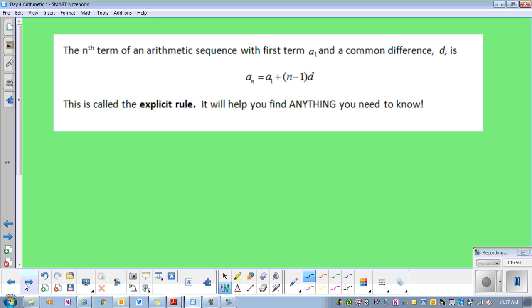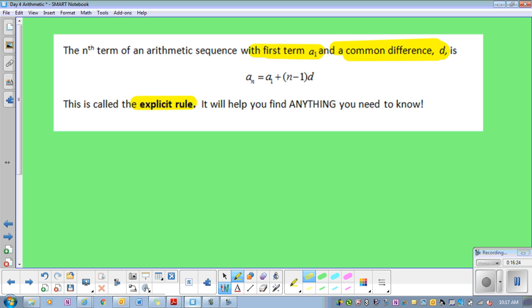All right. So now let's go look at the next part. The nth term. This means any place in this line, right? You have an arithmetic sequence with your first term being a sub 1 and a common difference of d, right? First term a sub 1. Yeah, those are the two that you need. It's called this formula right here, okay? This is called the explicit rule.